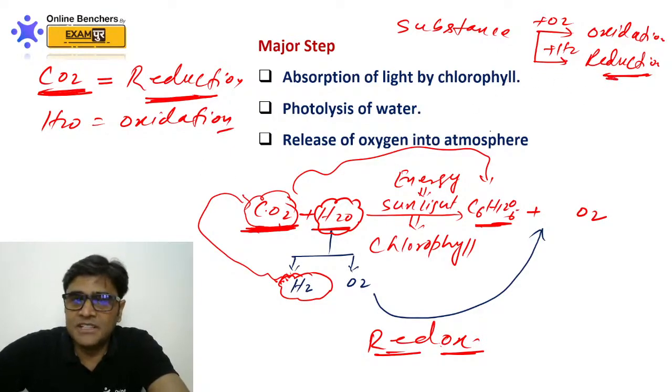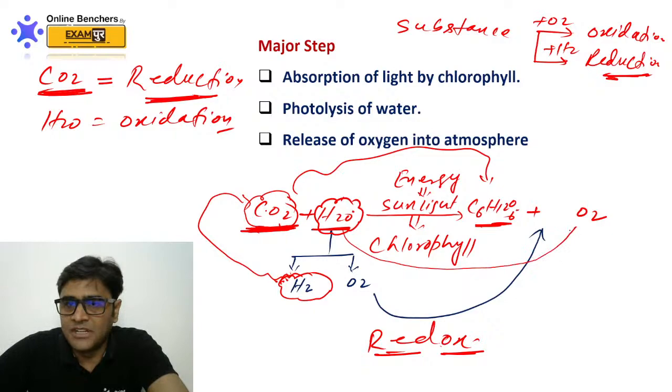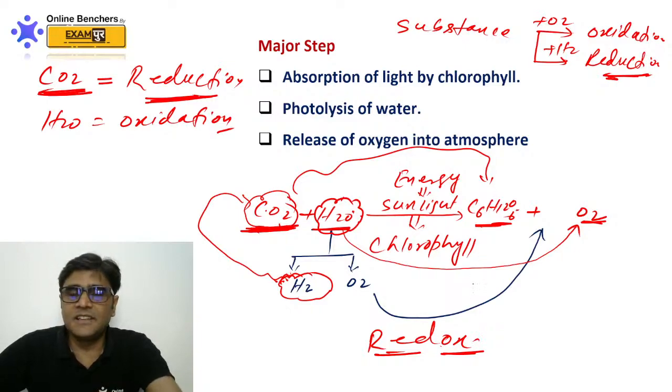Addition of hydrogen is reduction, so removal of hydrogen is oxidation. So see, in water, hydrogen is removed to form oxygen. Okay. So this is a kind of redox reaction. This is a type of redox reaction. Okay. We will discuss in detail in the chapter of redox reactions also.